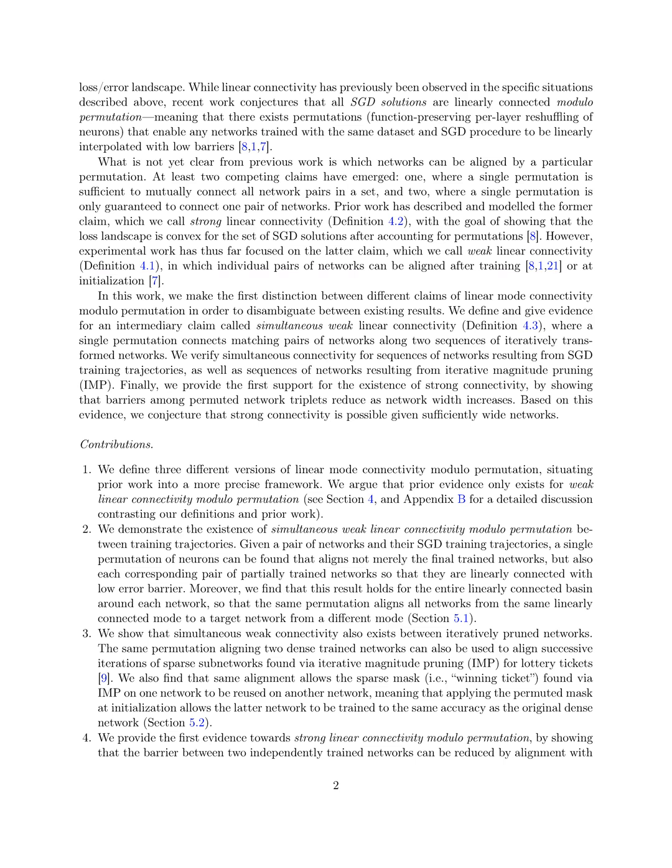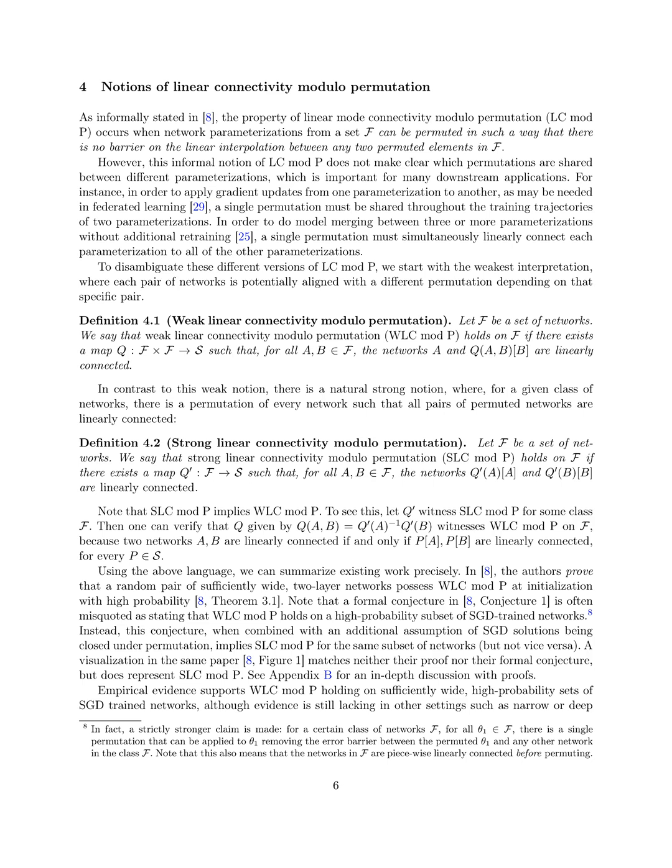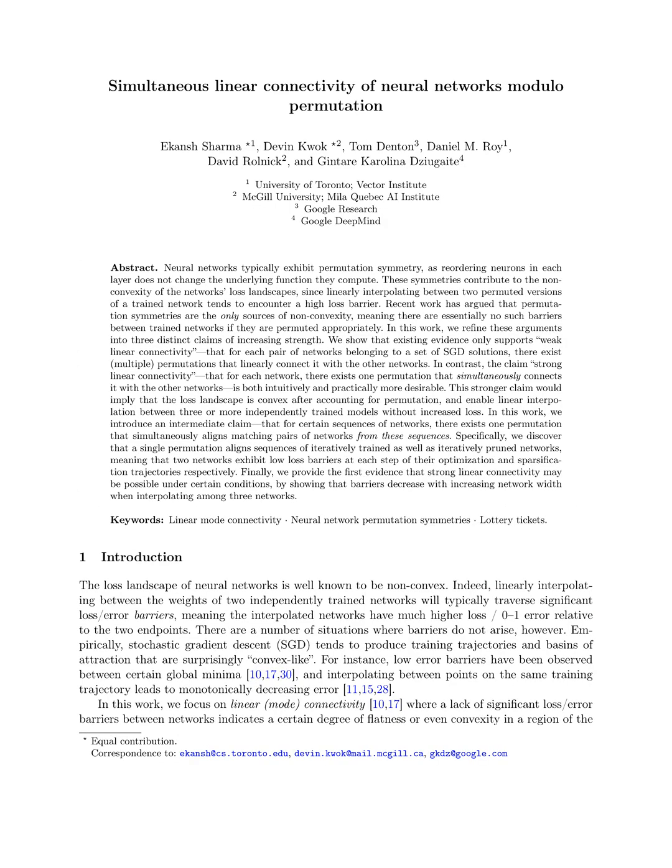The paper distinguishes between weak linear connectivity modulo permutation, WLC mod P, and strong linear connectivity modulo permutation, SLC mod P, based on the ability of a single permutation to align networks. WLC mod P occurs when each pair of networks can be aligned with potentially different permutations. On the other hand, SLC mod P implies that there exists a permutation that can linearly connect all pairs of networks in a given set. The distinction is made by observing the error barriers between networks when aligned indirectly through a reference network.